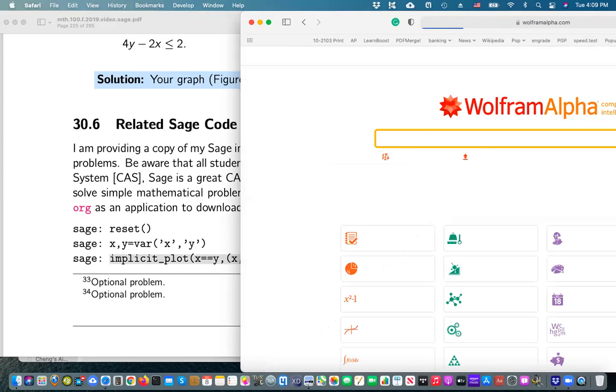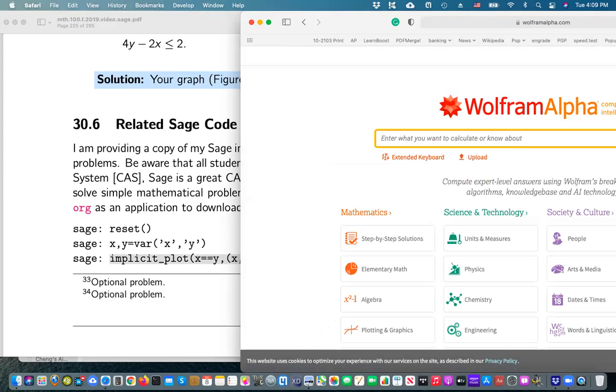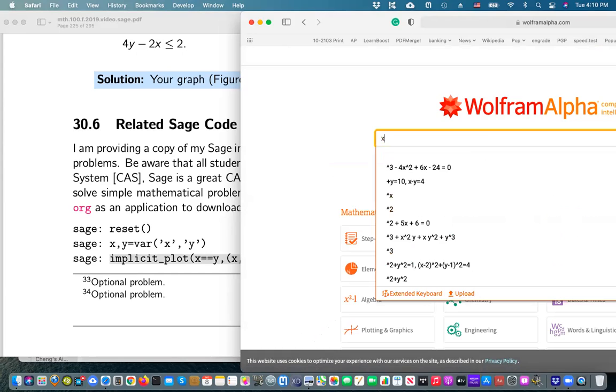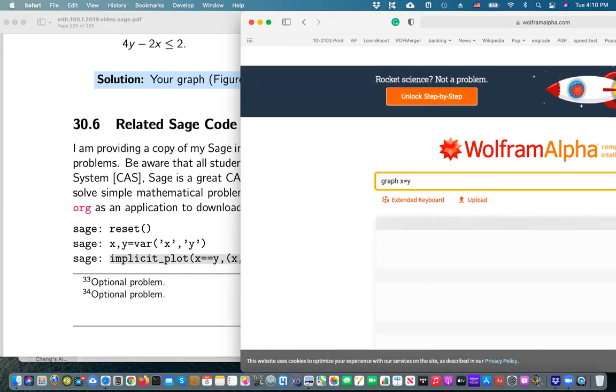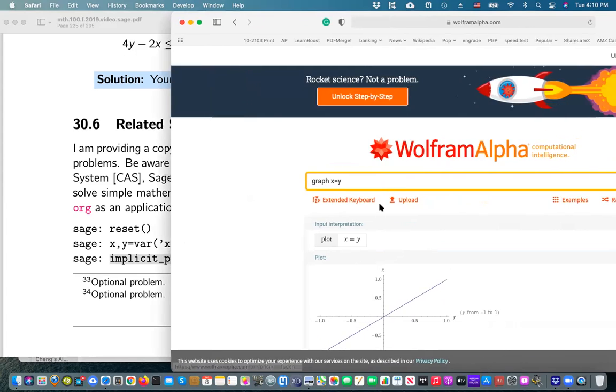And one thing I like about Wolfram Alpha, it's a really simple problem to type in. And really we're trying to graph, and look at all the code, just to graph a line, x equals y. But you could do x equals y. And I'm going to say graph it. Okay. I like Wolfram Alpha. It's a great product. It graphs the line out.